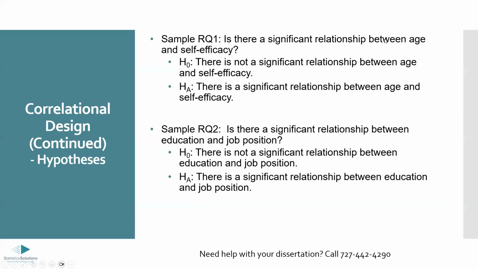You can see, is there a significant relationship between age and self-efficacy? You're going to have typically a null hypothesis and an alternative hypothesis. The null hypothesis usually states that there's not a significant relationship or there's not a significant difference between groups. And the alternative is what you're trying to prove. So there is a significant relationship. So you can see they're phrased almost exactly the same way. We're just adding the not for the null. And likewise for RQ2, similar phrasing. So usually in statistics, you're trying to disprove the null and prove that the alternative is accurate.